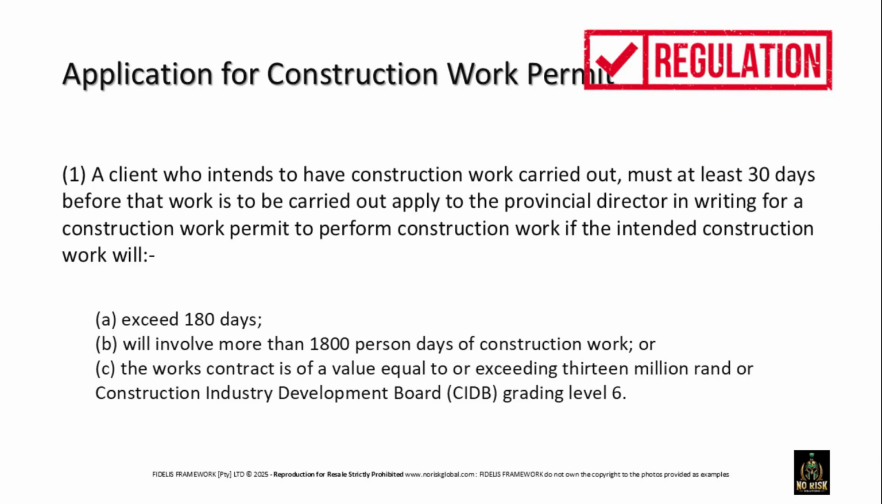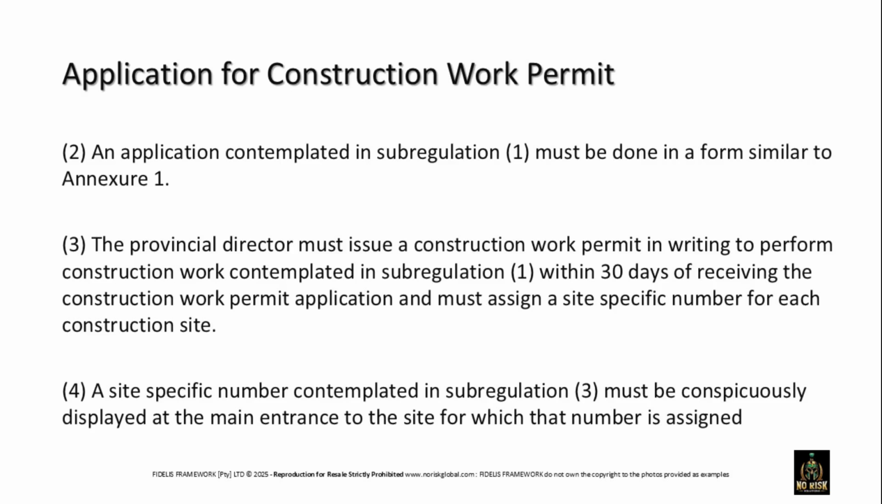Clients must notify the provincial director at least 30 days before construction work begins, if it exceeds 180 days, involves more than 1,800 person days, or meets certain financial thresholds. The application process requires a form similar to Annexure 1, with the provincial director issuing the permit within 30 days and assigning a site-specific number for each construction site.